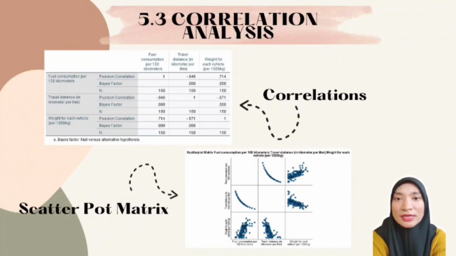Next, the diagram on the right is a scatter plot matrix. Graph 1 plots fuel consumption against weight. It seems that the higher the weight, the higher the fuel consumption. It seems there is a strong positive correlation between fuel consumption and weight. Graph 2 plots fuel consumption against travel distance. In general, the higher the fuel consumption, the higher the travel distance becomes. It seems there is a strong positive correlation between fuel consumption and travel distance. Lastly, graph 3 plots travel distance against weight. In general, the higher the travel distance, the lower the weight. It seems there is a strong negative correlation between travel distance and weight.